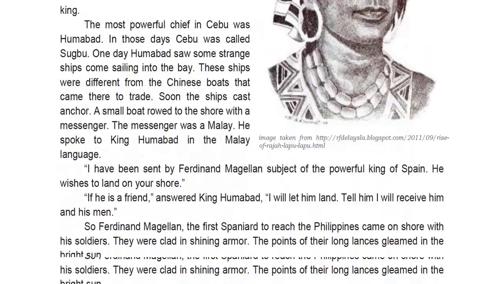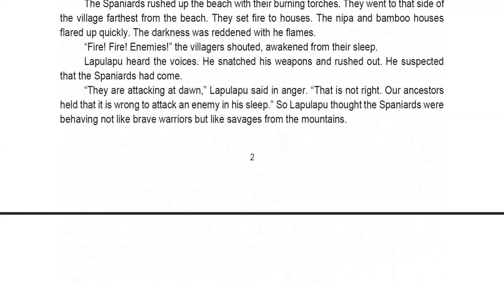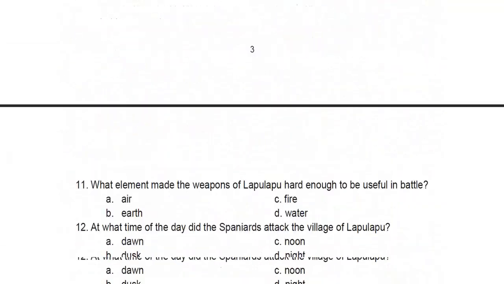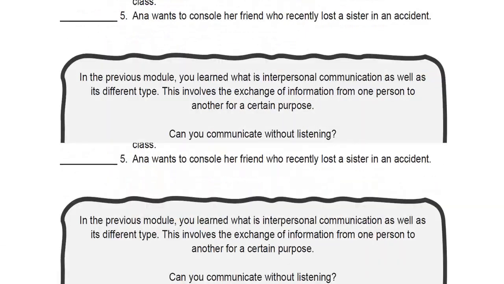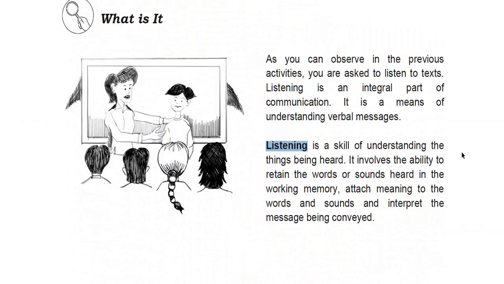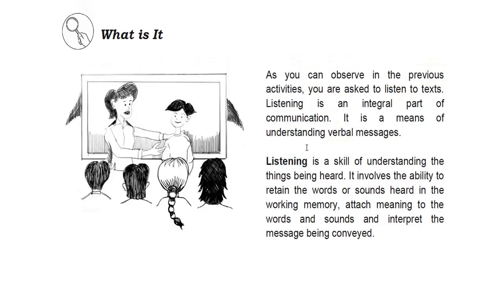So now let us go directly to the discussion part. The discussion is found in "What Is It." Okay, so we have here the meaning of listening. Remember class that listening is one of the four macro skills. We have listening, writing, reading, and speaking. Listening is important because it is a skill of understanding the things being heard.